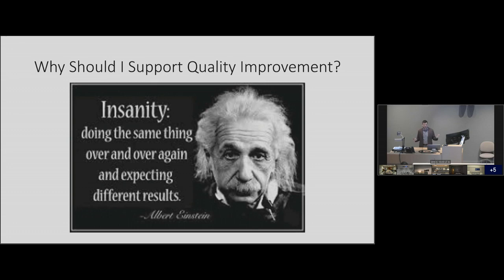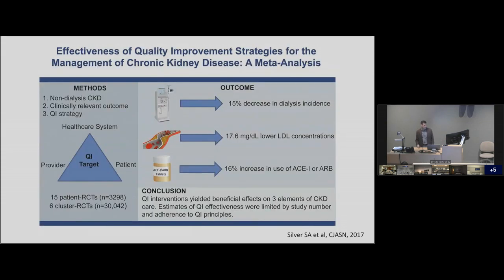And I haven't done anything about it yet, and it's not going to change if we don't actually do something about it. We do have evidence in nephrology that quality improvement interventions have improved care across all domains of nephrology. This is a meta-analysis that we did. I thought it was older than 2 years ago, but I guess not.